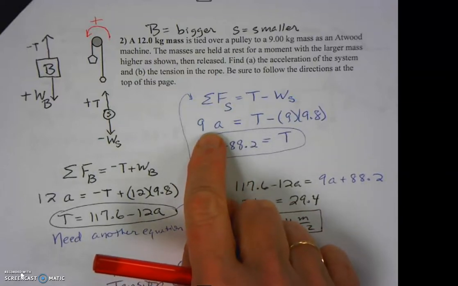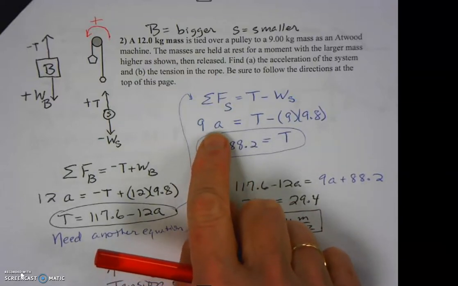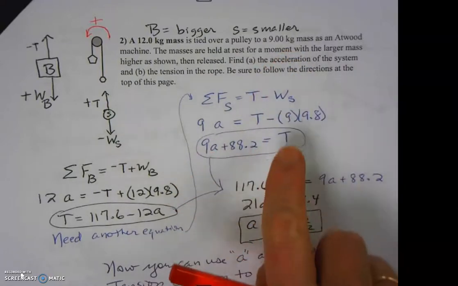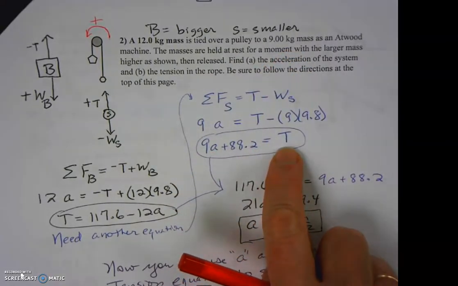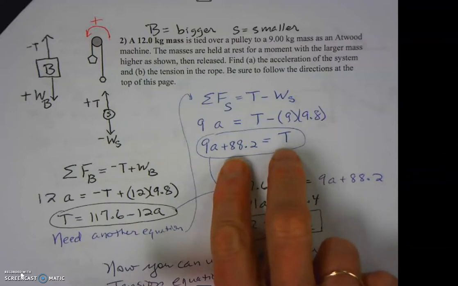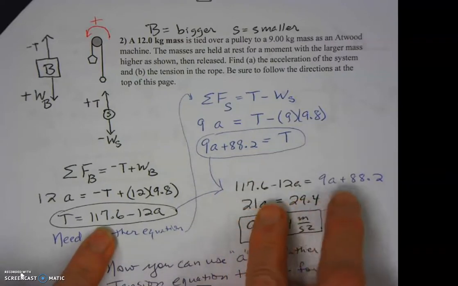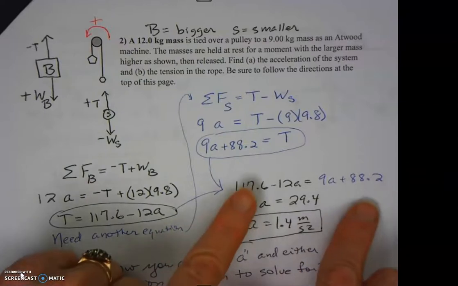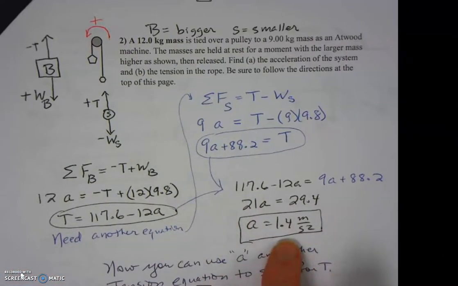So here we have 9 times the unknown acceleration, because this one had a mass of 9 kilograms. And I'm solving for tension here, and I have an equation with the same 2 unknowns. So I chose to set my 2 tensions equal to each other. You can see the black and the blue here, and I solve for acceleration.